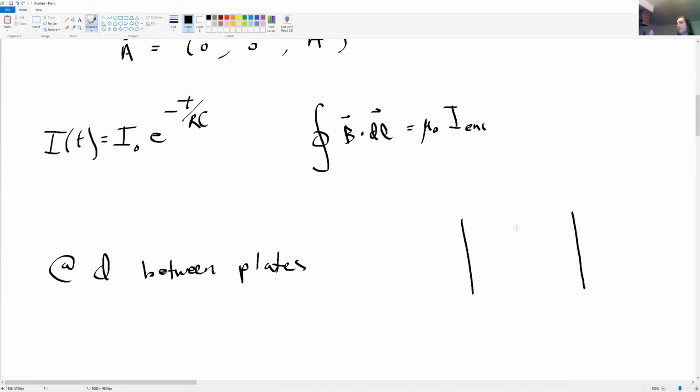We're looking at the middle here of the plates. So this is the middle, and this is the distance d here. And around this is the magnetic field, going around in this direction like this. So d is playing the role of the radius of this loop. So this piece right here, the dl piece, is going to be something like 2 pi d.